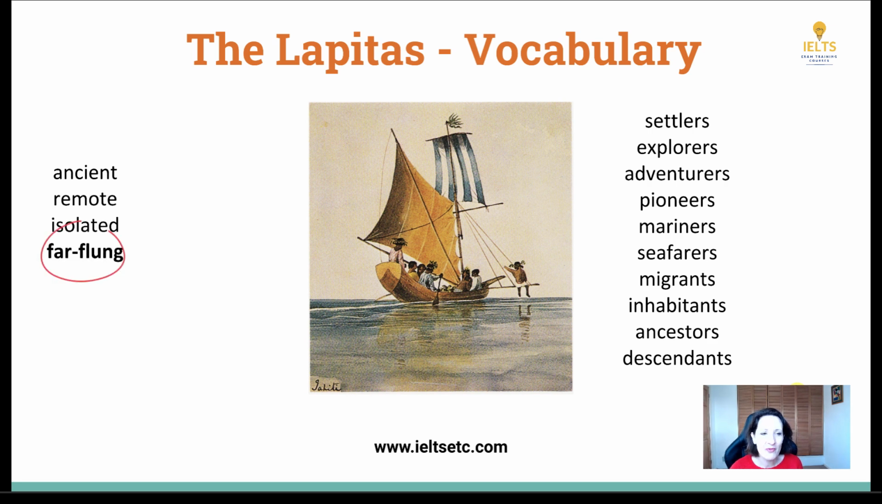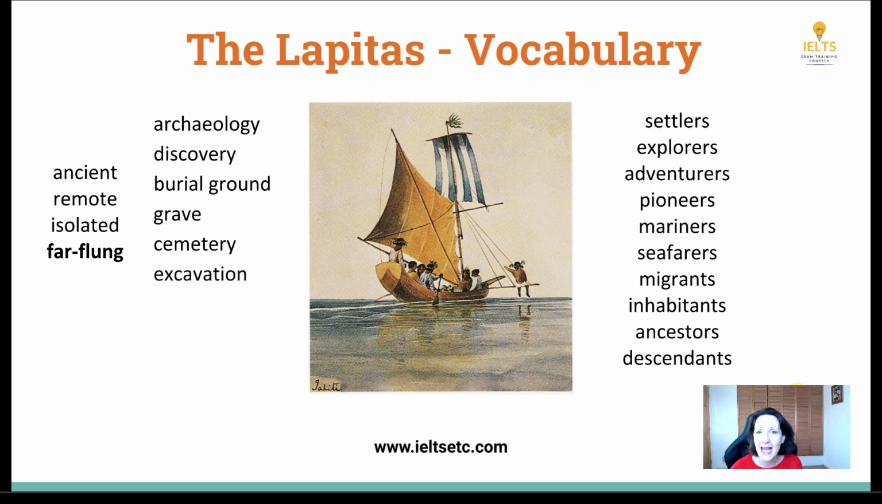Far-flung, another synonym for remote and isolated. In this text, which is on my website, it's all about how they discovered more information in a burial ground. There were graves and a cemetery, and they excavated the cemetery, so there was a lot of digging, and they found out things about the Lapitas' lifestyle, their livestock, keyword, their animals, and they found information from human remains in this archaeological site.